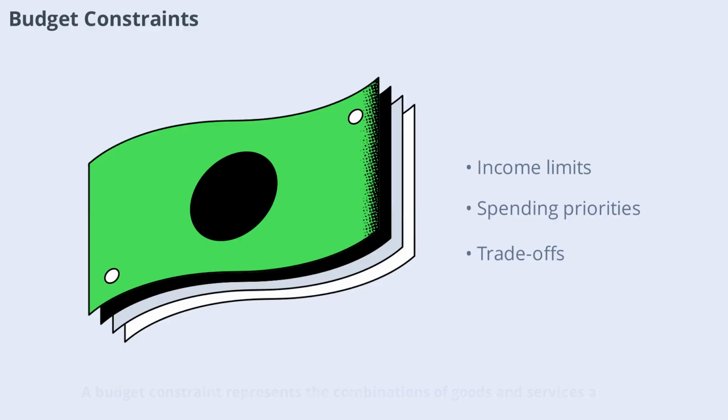A budget constraint represents the combinations of goods and services a consumer can afford given their income and the prices of goods. It forces consumers to make choices and prioritize their spending, highlighting the importance of trade-offs in decision-making.